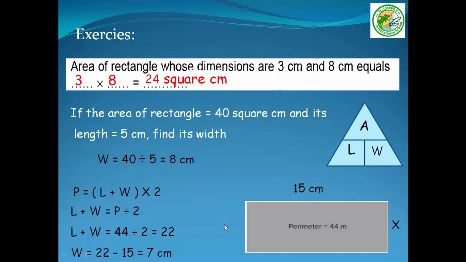The length plus width equals the perimeter, which is 44, so 44 divided by 2 equals 22. To get the width, what will we do? We have the length and the width together is 22, but the length equals 15. We will subtract 15 from 22, so the width will be 7 centimeters.